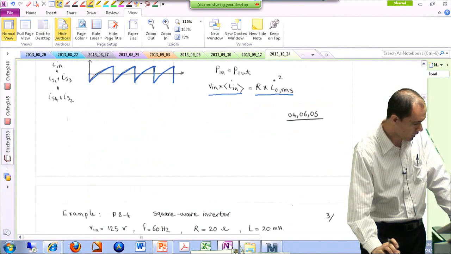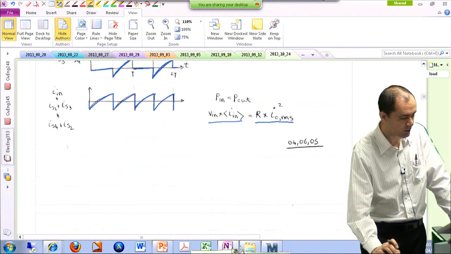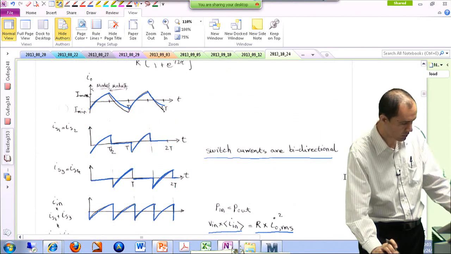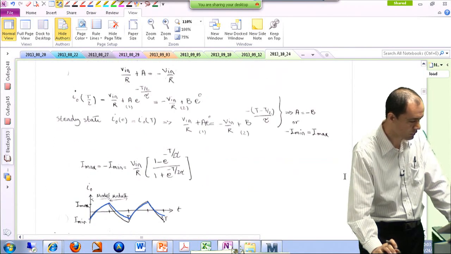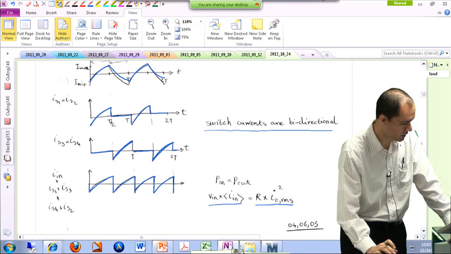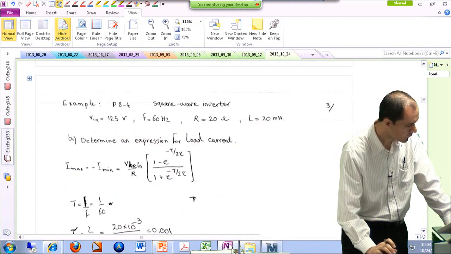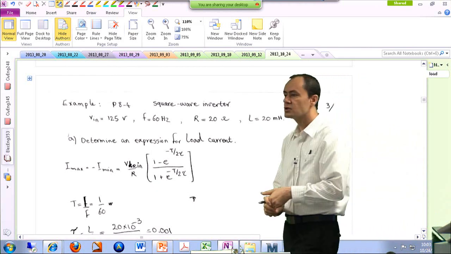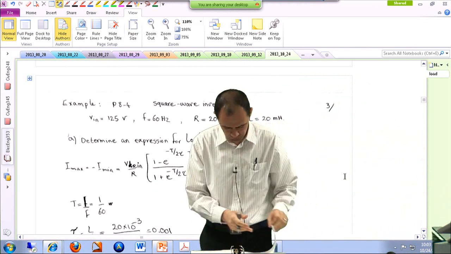All right, any questions? So quite simple. It's basically Circuits 1. We just have two exponential terms, and they have to operate with each other under steady state conditions. Okay, if there are no questions, we're going to have a numerical example now.